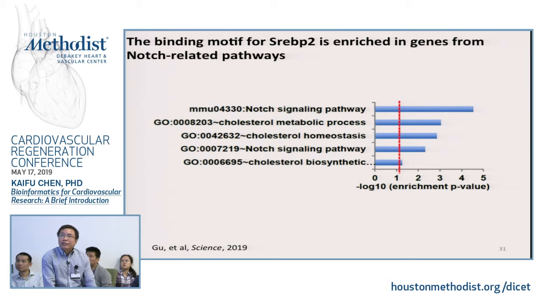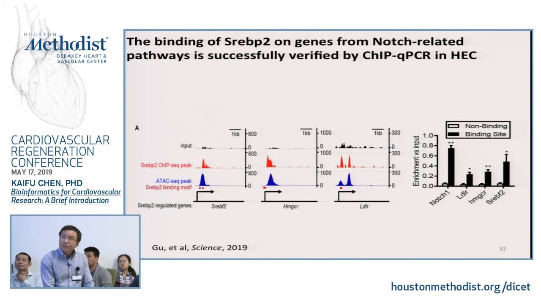Also, we analyzed the enriched pathways for the genes associated with the binding motif for SRBP2 and found that these genes are highly enriched in Lrp signaling pathways, and also in cholesterol metabolic pathways and many other related pathways. So this also indicates that the binding motif for SRBP2 really tends to regulate genes in the Lrp related pathways.